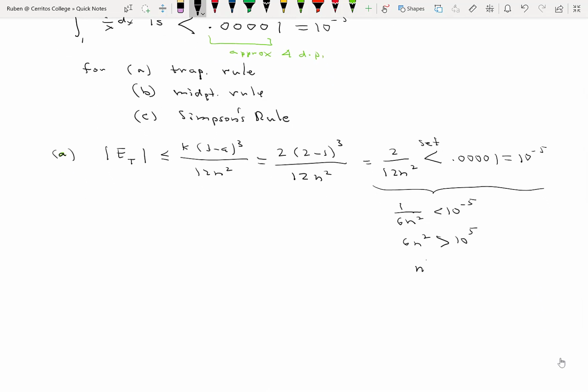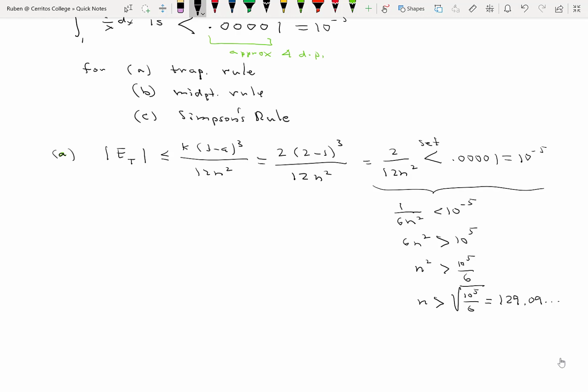Divide both sides by 6. n squared is greater than 10 to the 5th over 6. Take the square root of both sides. You get n is greater than the square root of 10 to the 5th over 6. And I computed this number as 129.09, etc.